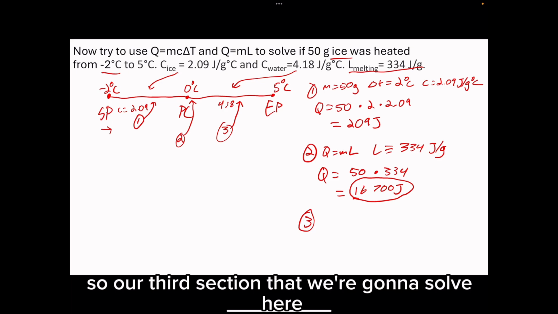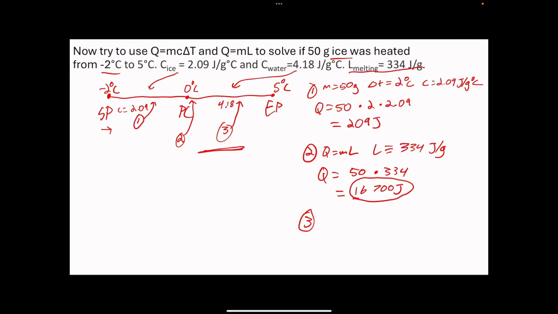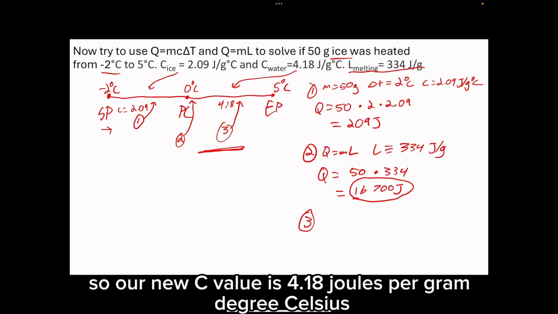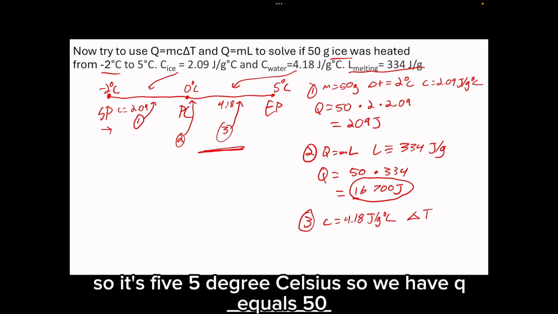So our third section that we're going to solve here, our M is still 50 grams. However, we've transitioned into this section, so we now have to use a new C value. So our new C value is 4.18 joule per gram degrees Celsius. And our delta T here is from 0 to 5, so it's 5 degrees Celsius.